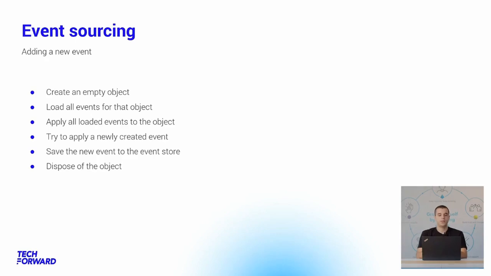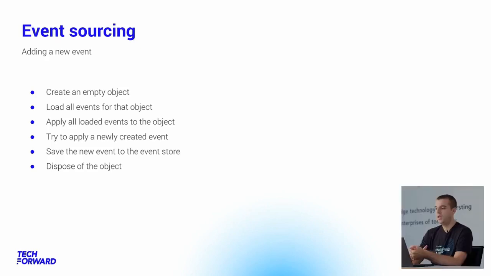But before we move to the next topic, I would like to point something interesting out here. Let's look at the third bullet here. It says apply all loaded events to the object. And it's not really a problem if we have tens or hundreds, even thousands of events. But what happens if we have millions or billions or trillions of events for an object? And that really can happen. For example, if we're creating an event sourcing system for airports or public transport or anything which has to deal with a lot of data.